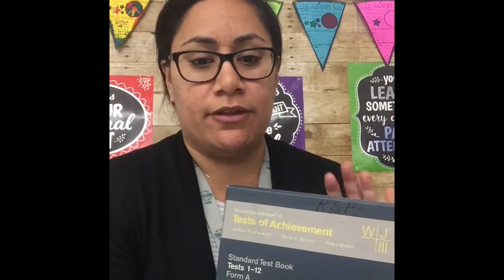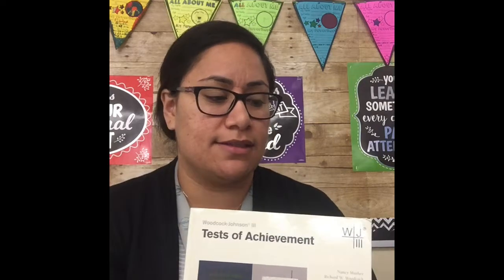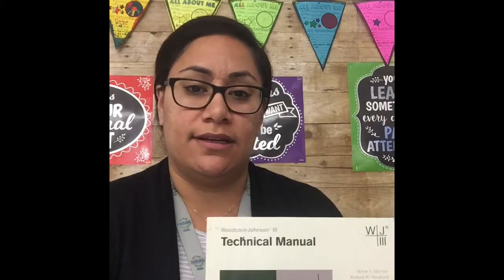First, our test materials. We have our standard test books. The first book is tests 1 through 12, and then we have the extended test book, 13 through 22. Then we have the examiner's manual, which includes the descriptions of the subtests as well as how to score the subtests and the directions to administer each subtest. We have the technical manual that explains the norm reference and the validity and the reliability of the test.